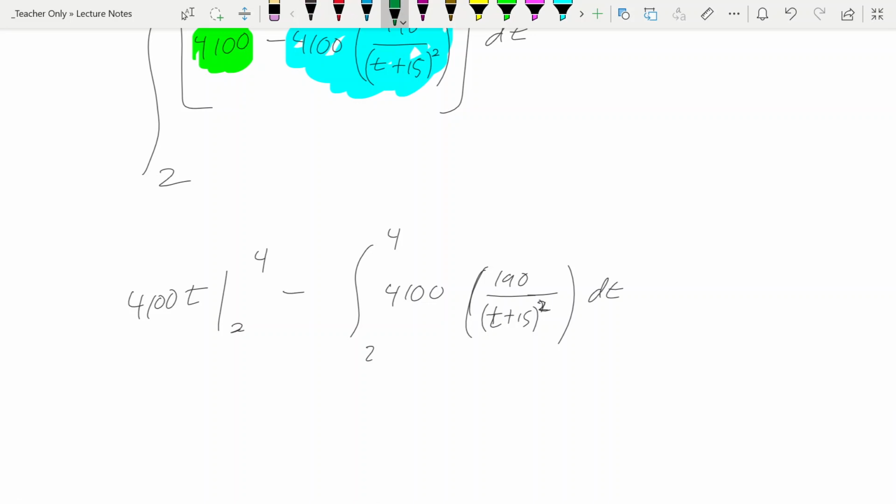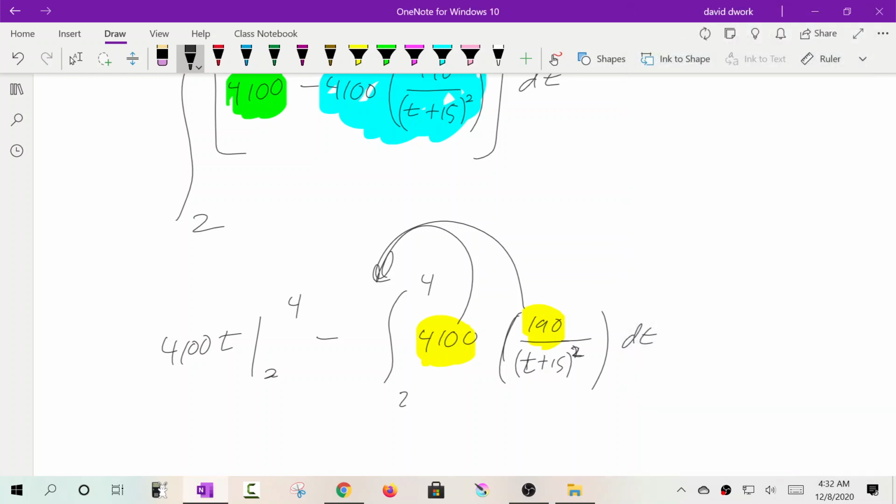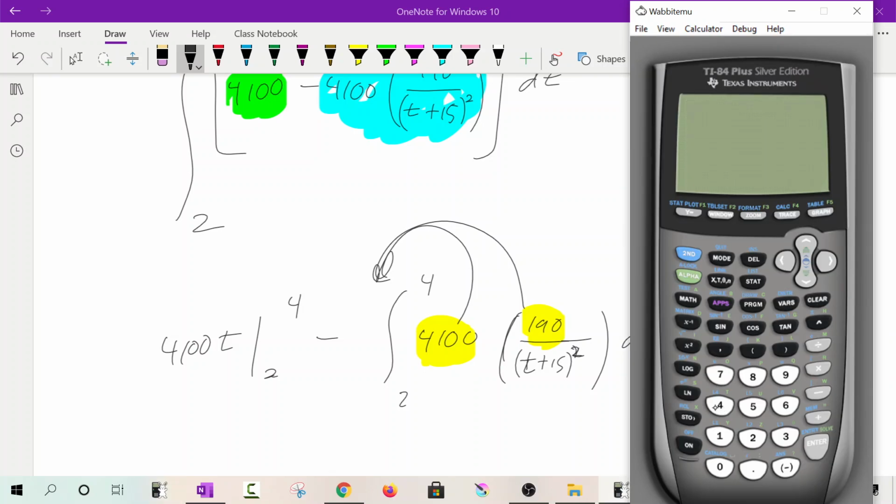So let's clean it up, make it as easy as possible. I'm going to take all of my constants. I'm going to take this 4100, I'm going to take this 190, because those are constant multipliers, and I'm going to move them both to the outside and multiply them. So to do that, I'm going to need a little help. And let's get that calculator back up. There we go, clear. All right, so 4100 times 190 would be a big number.